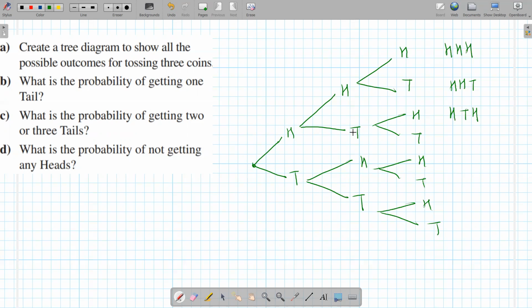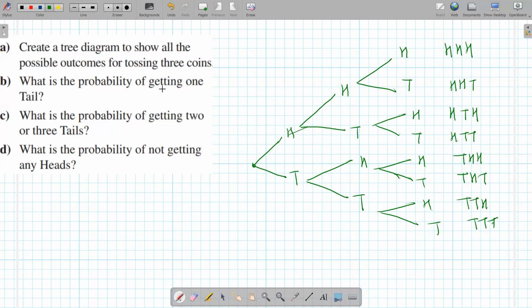Okay, the top one. Now you get heads, tails, tails for the fourth one. What about this one? Tails, heads, and heads. The next one? Tails, heads, tails. Then you have TTH, and then you have TTT. There we go. So total, there are 8 outcomes. These are all the possible outcomes.